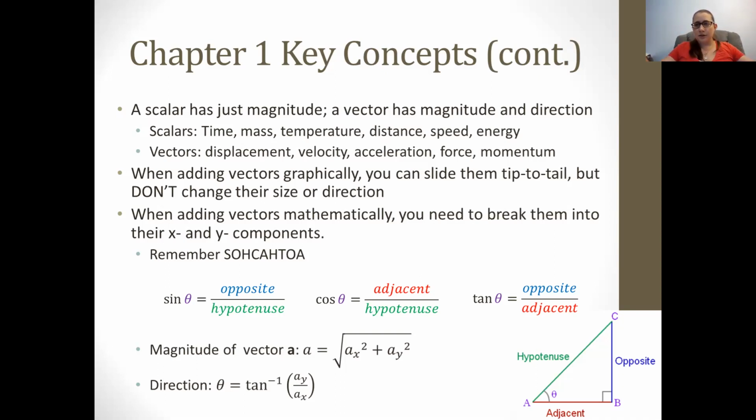But anything where the direction matters, that would be a vector. And vector math is a little bit more complicated than scalar math. We can't just add the numbers and call it a day all the time. Sometimes we can. But with vectors, we need to take into account which direction they are going.